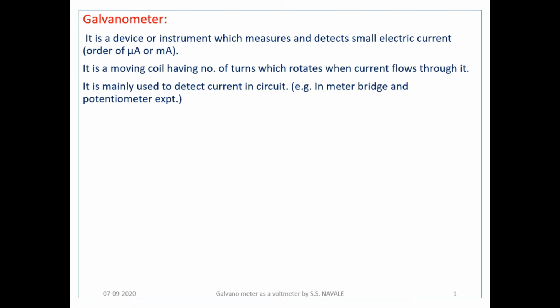In the previous topic we studied the galvanometer. A galvanometer is a device or instrument which measures and detects small electric current of the order of microampere or milliampere. It is a moving coil having a number of turns which rotates when current flows through it. It is mainly used to detect current in a circuit. In the experiments of meter bridge and potentiometer, we use a galvanometer to detect current in the circuit.